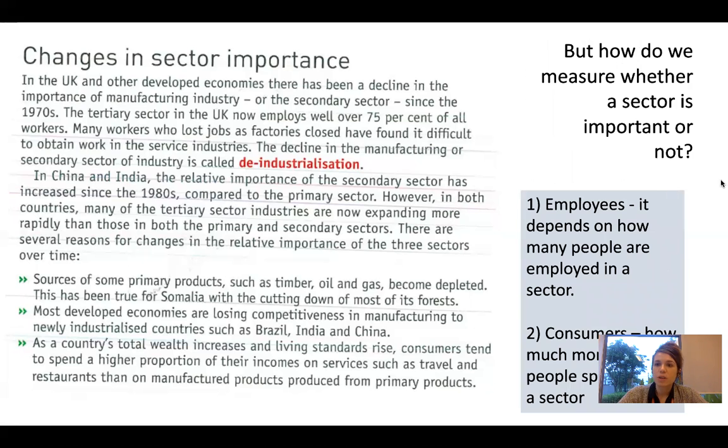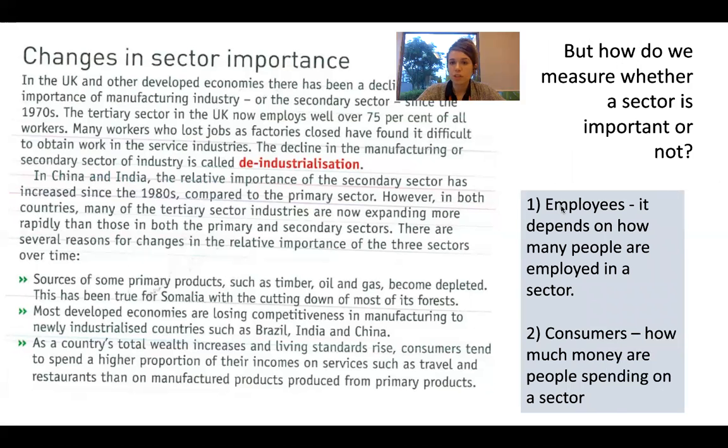And how do we know whether a sector is important or not? Now, there are two ways. The first one is whether there are lots of people employed in that sector. So how many people are employed will matter, because it will mean how many people are receiving a standard wage and so are therefore able to spend money within that country. And the second one is consumers. So how much money are people spending on a sector? So that will then increase the importance of that sector to the country, because it depends on how much money is coming in.